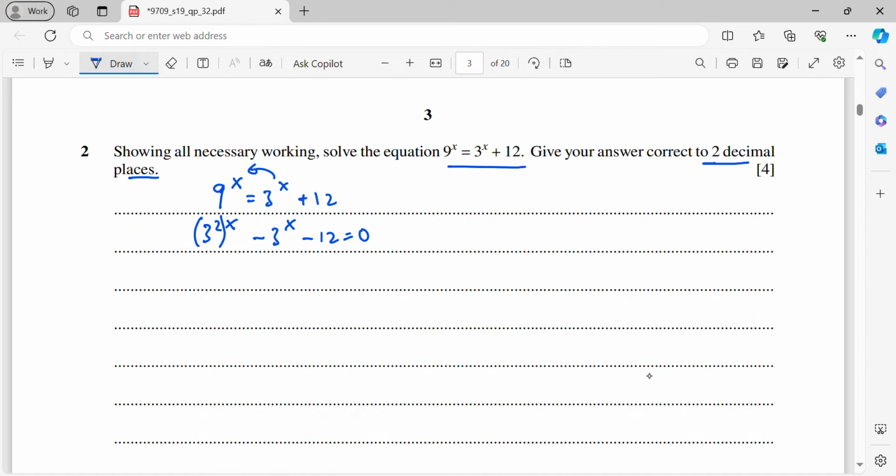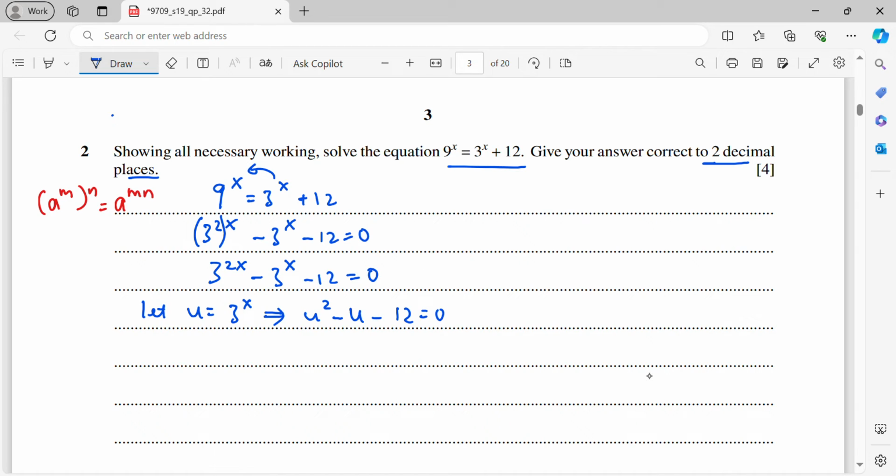Okay, so we have a formula here: a to the power of m, then another power n, this is a to the power of mn. So it means that the first term is basically 3 to the power of 2x. Then the second term, just rewrite, and the same goes for the last term. From here, I can let u be 3 power x. That means 3 power 2x is basically u squared. Then I'm getting a quadratic equation, and this quadratic equation can be factorized into 2 linear factors. To get u squared, that is u times u.